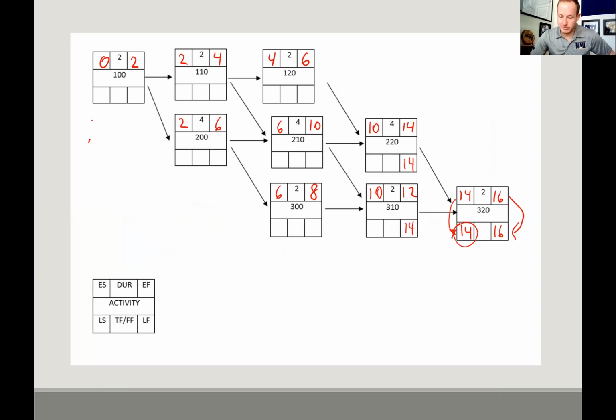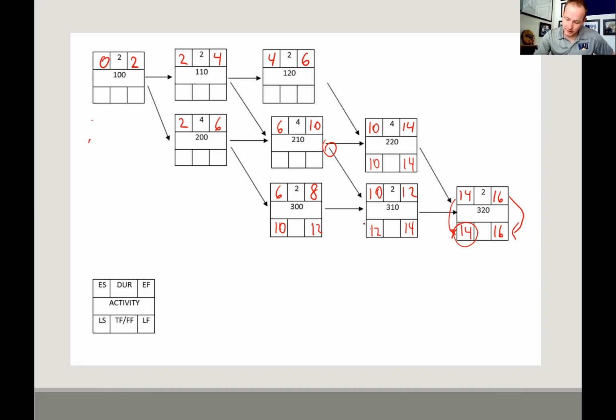We're going to subtract the durations. 14 minus 2 is 12. And we're going to keep moving back. So here we have 12 for activity 300. We're going to subtract 2. We have 10. We have 2 arrows coming back into activity 210.